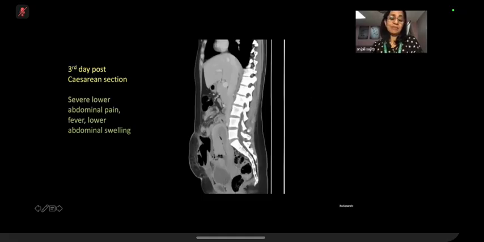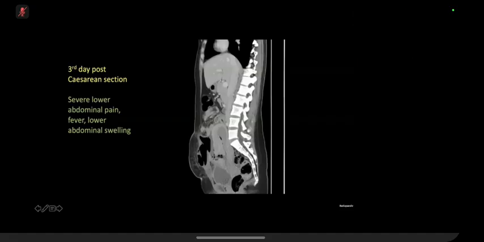Now, can you describe the findings on the CT scan, please? It's the third post C-section day. So I've got a single sagittal section of a 3-day post-C-section patient with severe abdominal pain and fever. Within the uterus, the endometrial cavity, there are locules of gas, and also within the area of the lower uterine segment scar, there are locules of gas that are extending anteriorly.